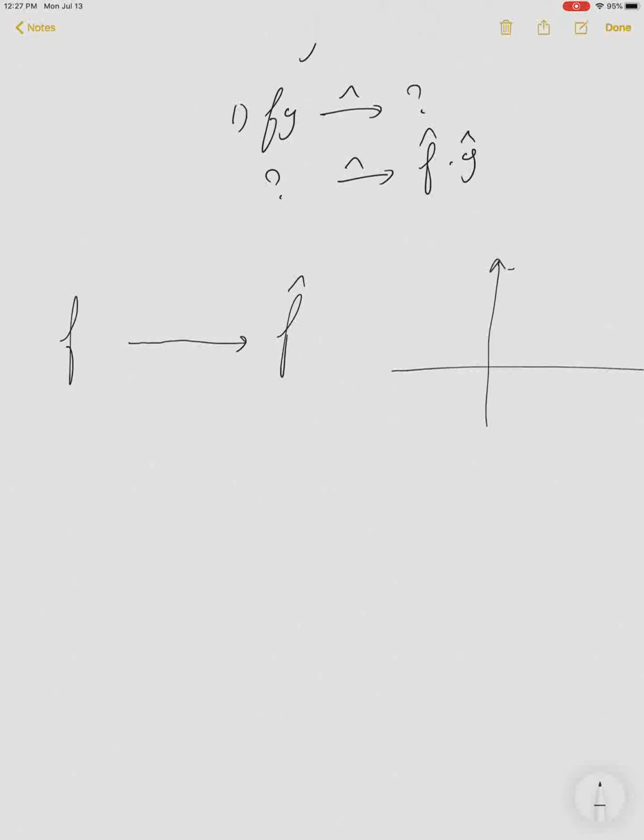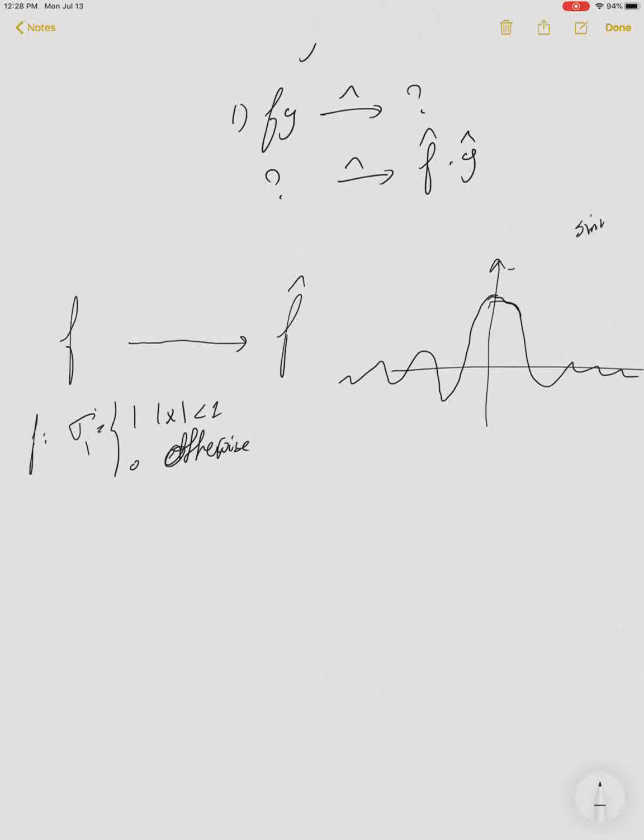Okay, so this is my f hat. Let's say for example f is sigma 1, which is 1 if the absolute value of x is smaller than 1 and 0 otherwise. Then I got the following. This is the sinc function, remember, from the Fourier table. This is square root of 2 over pi times sine omega over omega. This is f hat.